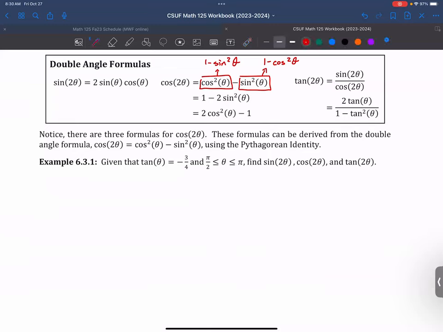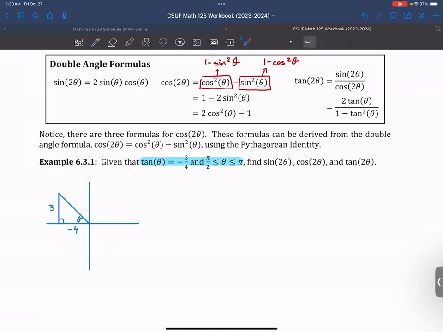Let's draw a triangle, because as soon as I see this, I want to draw a triangle in that specific quadrant. So we'll take our x and y axis here. We'll draw a triangle in the second quadrant. And we'll say that this is theta. Now, tangent of theta is equal to negative 3/4. I know that this is going to be 3, and this is going to be negative 4.